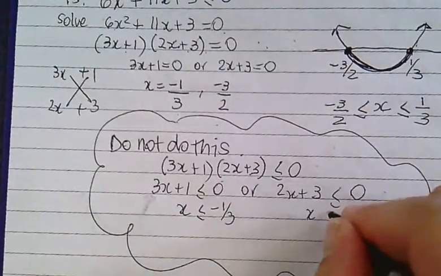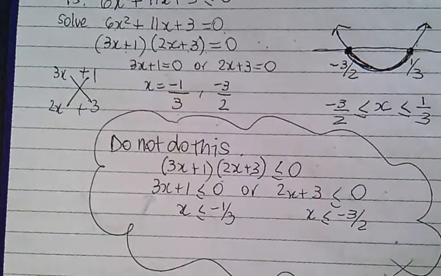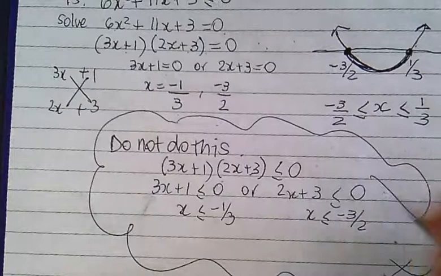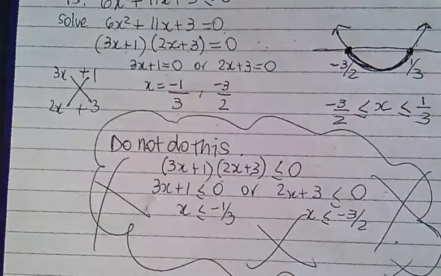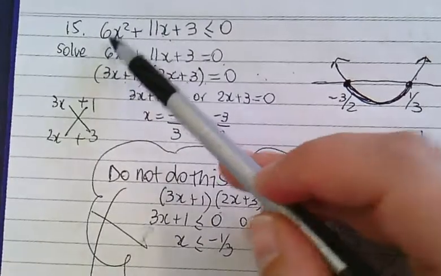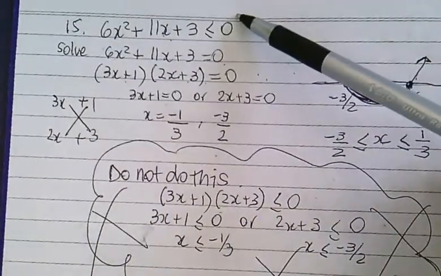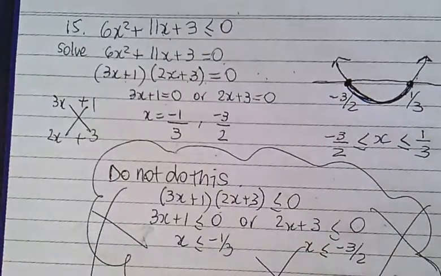And this is x is less than... Do you see? You don't do that. No, no, no. Right? You don't do that. You have to sketch it. Look at the first line. Where is my parabola? This is how you look at it. Where is my parabola below the line if I sketch it?